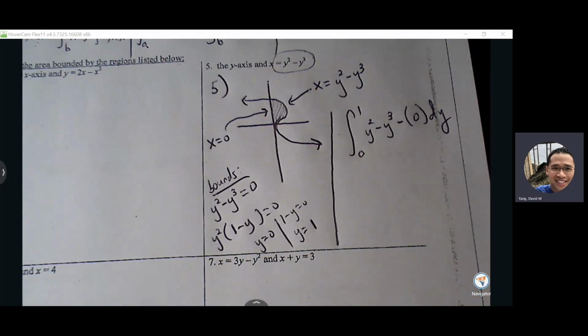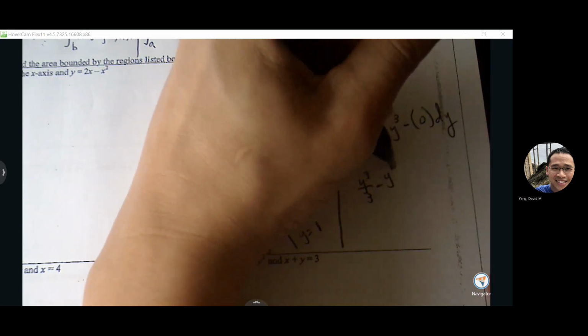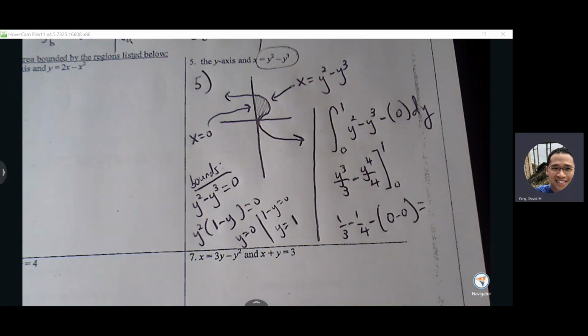Okay, again, power rule is enough for us to get through this problem here. One third minus 1/4. Common denominator, that'll give you 1/12.